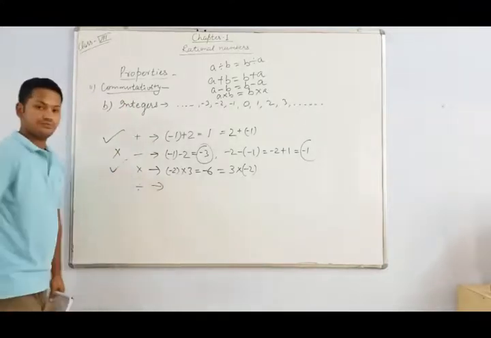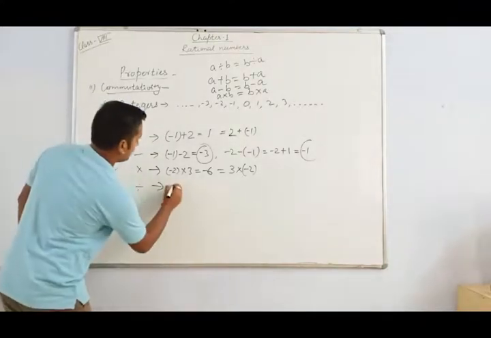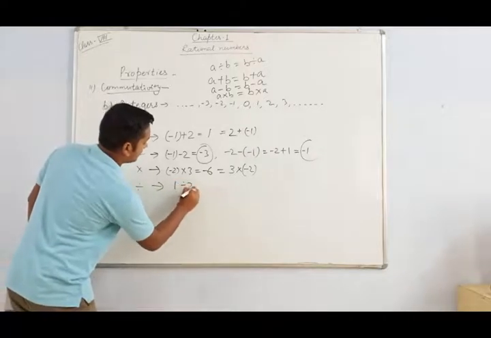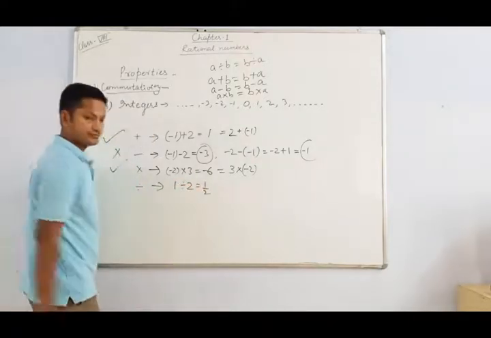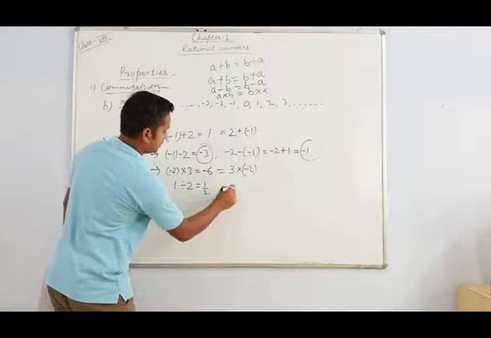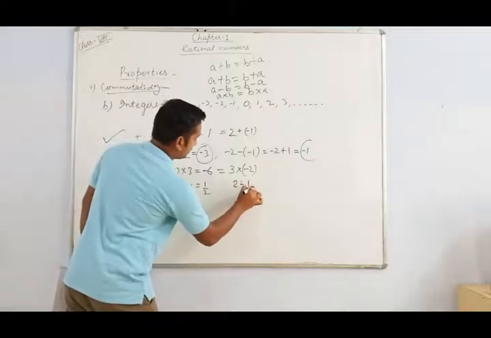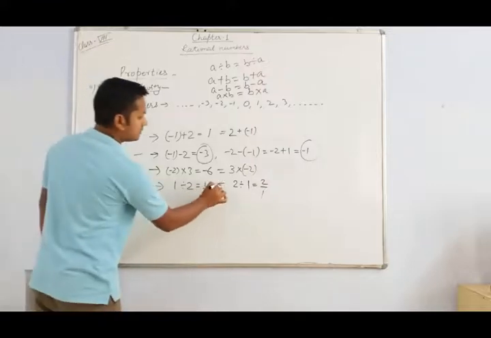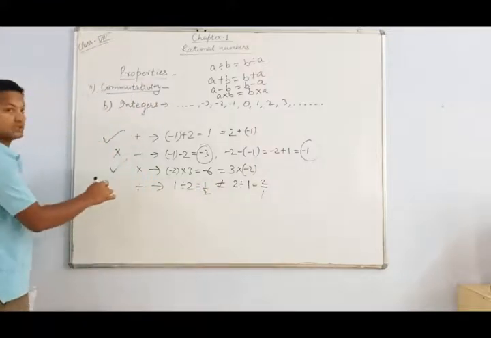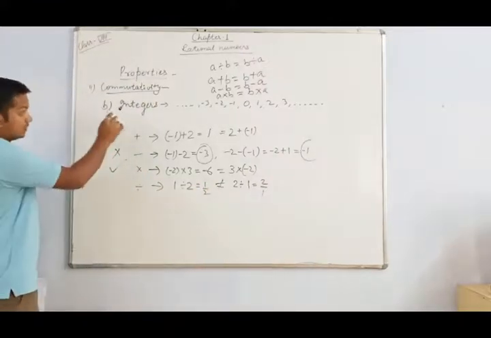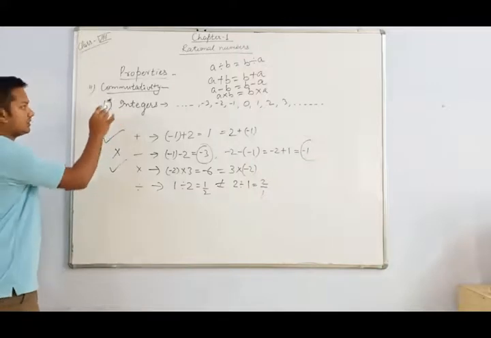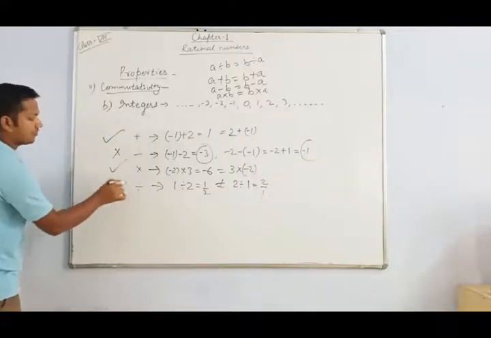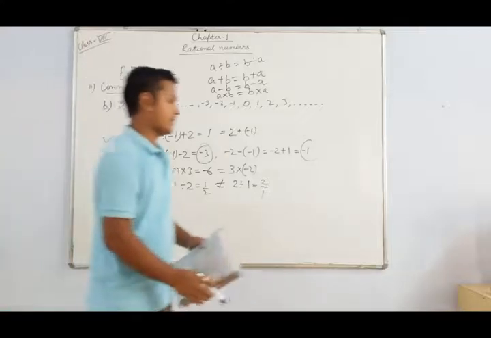Now for division, the same thing is here. 1 divided by 2 will give you half, and 2 divided by 1 will give you 2 upon 1. Are they equal? Not obviously. So integers do not hold the commutative property under the operation of division.